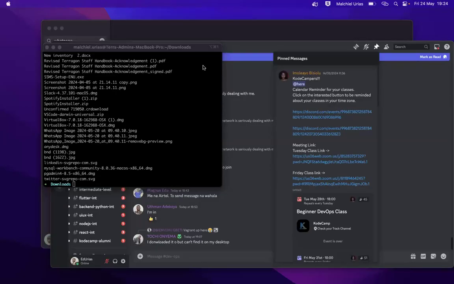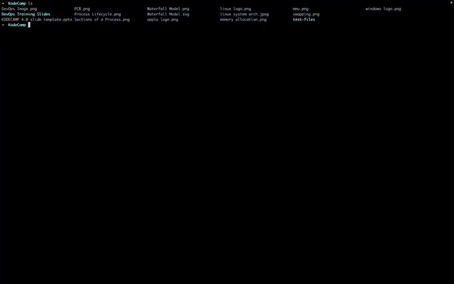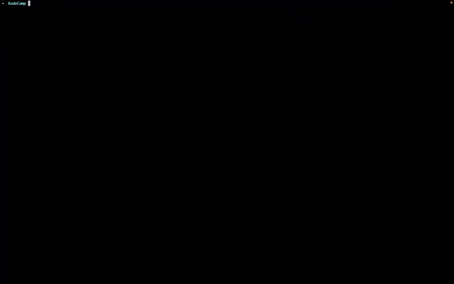Can we all see my screen? Yes. Okay, it's visible. You can see the black terminal. So this is the folder we were in the last time, and we have files we are going to access.